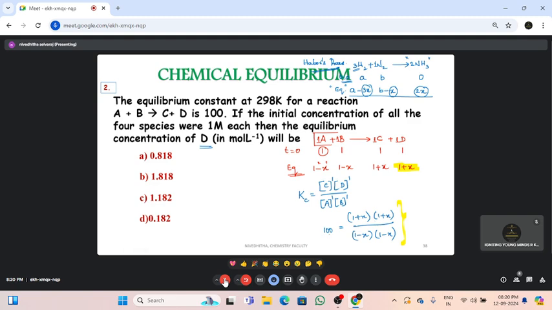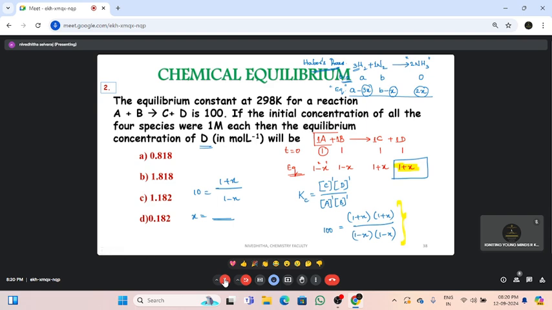See, the left side is 100. The right side is 1 plus X into 1 plus X, and the denominator is 1 minus X into 1 minus X. So on both sides take a square root. The square root of 100 is 10. So on the right side, it is only 1 plus X over 1 minus X. That's it. Please simplify this and find the value of X. After finding the value of X, substitute here and find the concentration of D at equilibrium.